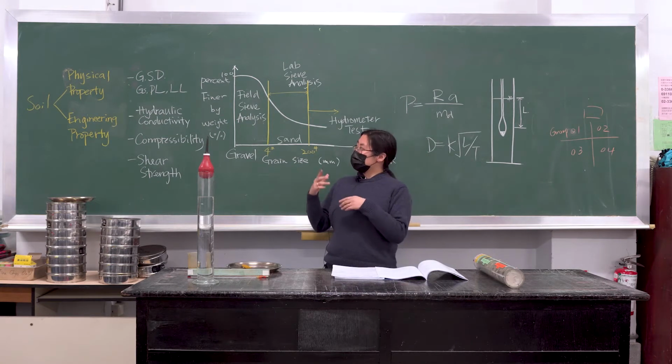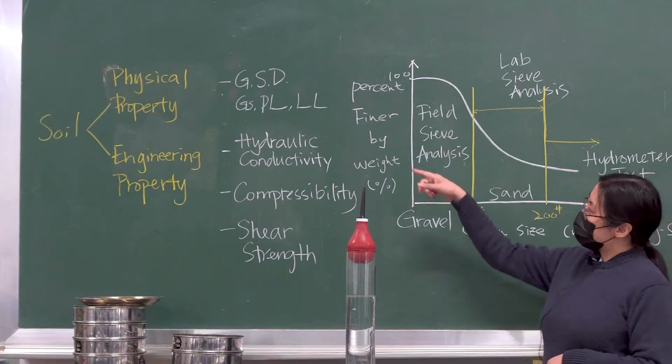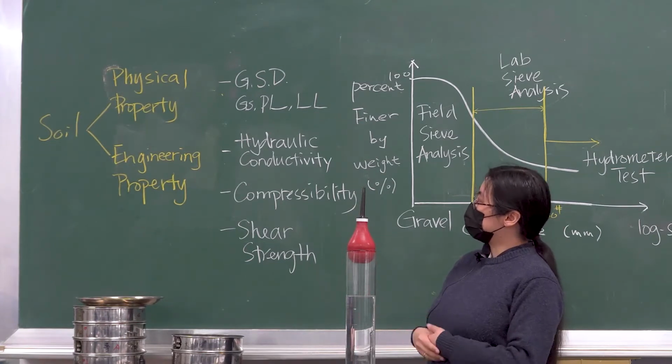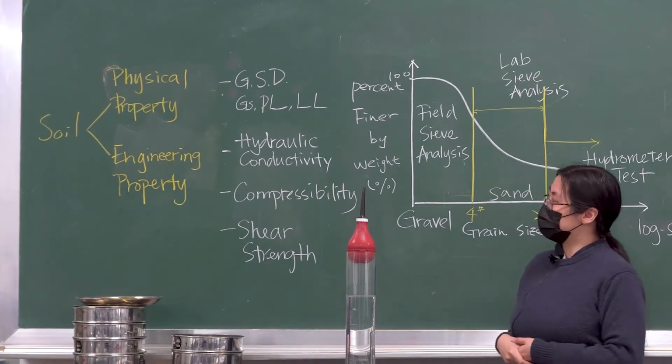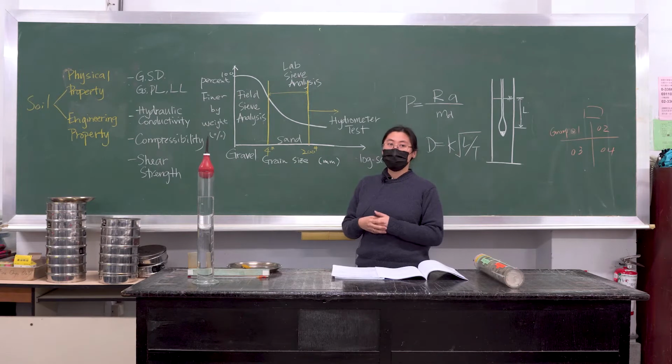In addition to that, we are also going to determine the specific gravity, plastic limit, and liquid limit of soils. These four parameters are physical properties. They are just some index parameters that can tell us what kind of material we have. And these properties will also help us determine the classification of soil.